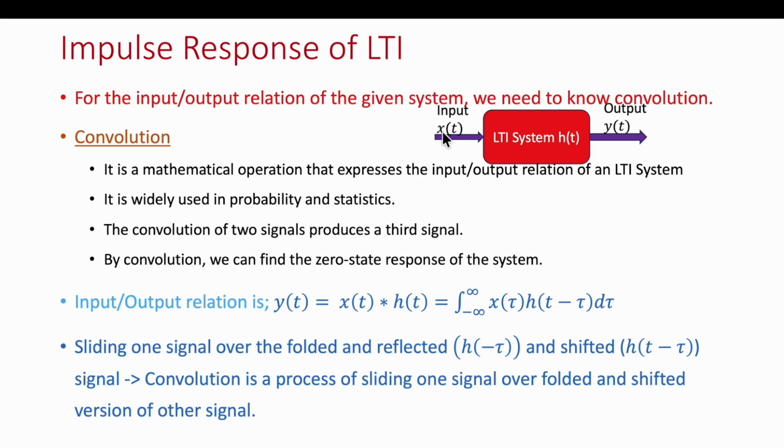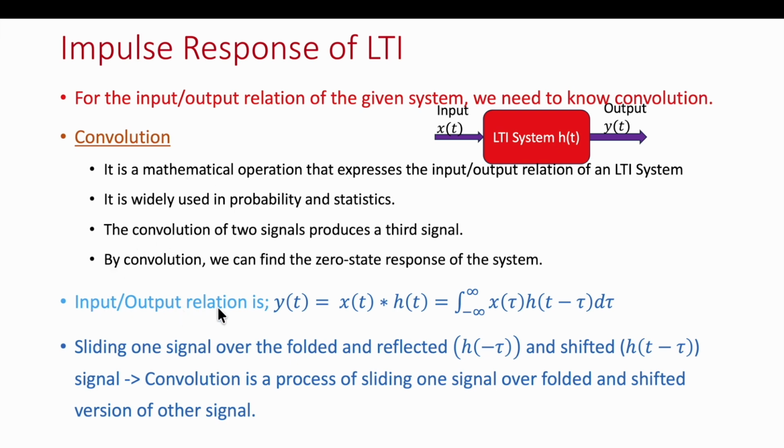Like you are given input x of t as an impulse to that system, and y of t output will be the impulse response of that input. So it is widely used in probability and statistics. The convolution of two signals produces a third signal. By convolution, we can find the zero state response of this system. Zero state response means the response of this system where the initial condition of the system is zero.